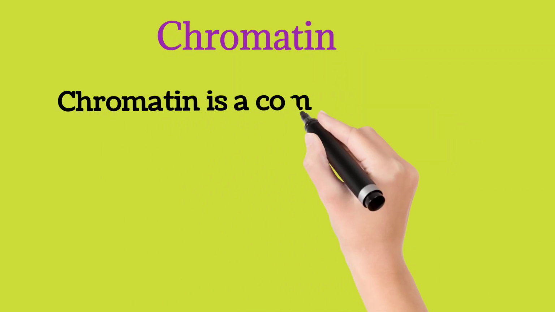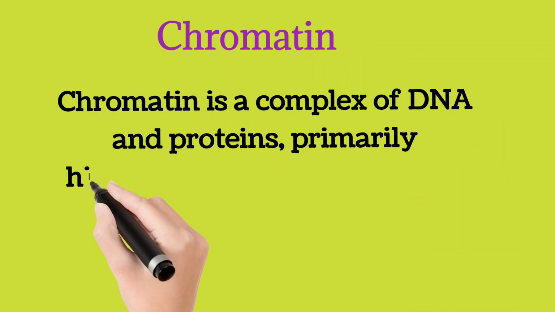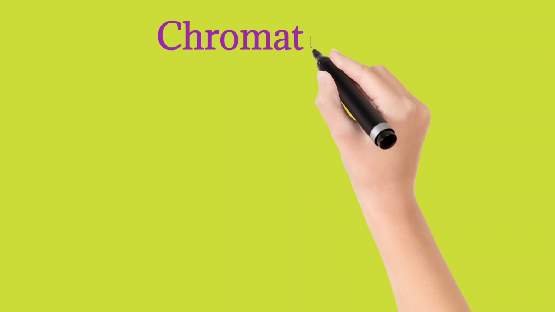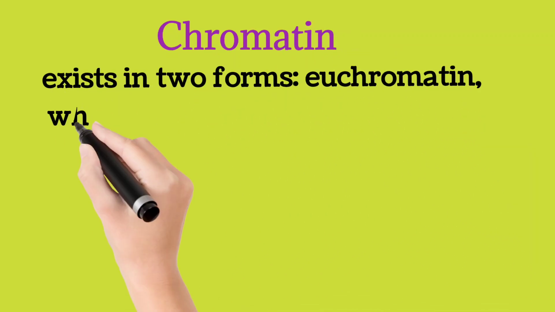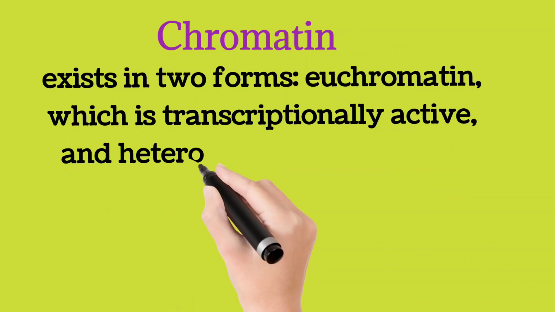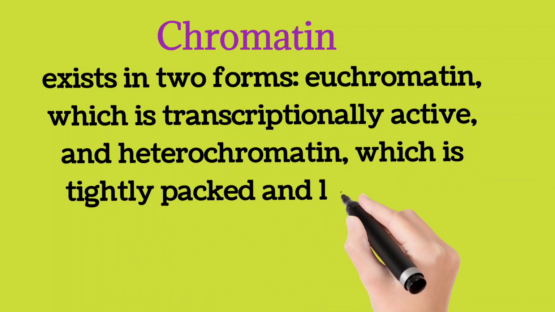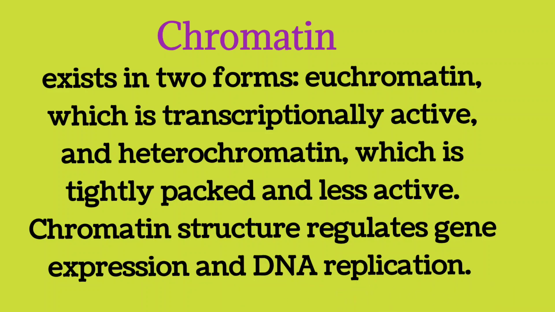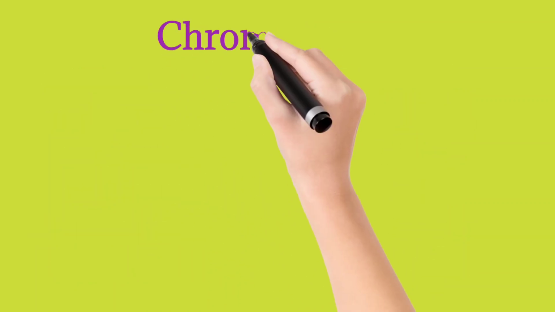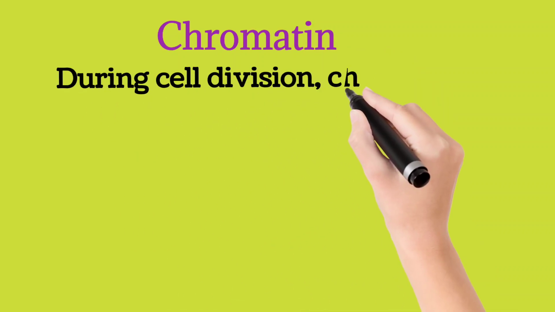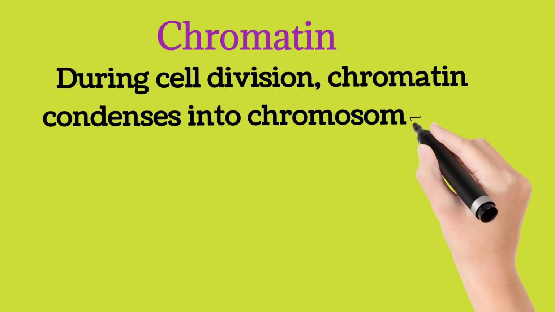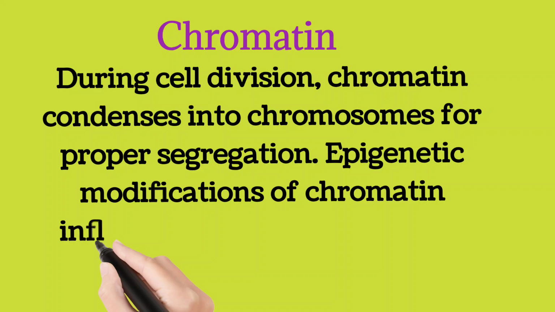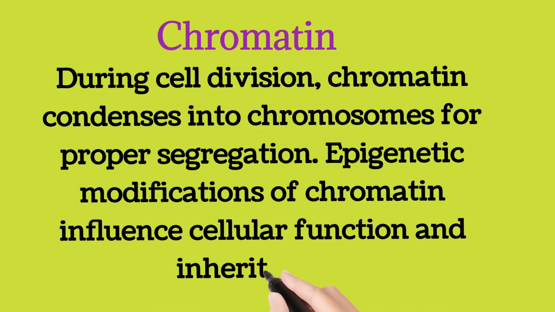Chromatin. Chromatin is a complex of DNA and proteins, primarily histones, found in the nucleus. It exists in two forms: euchromatin, which is transcriptionally active, and heterochromatin, which is tightly packed and less active. Chromatin structure regulates gene expression and DNA replication. During cell division, chromatin condenses into chromosomes for proper segregation. Epigenetic modifications of chromatin influence cellular function and inheritance.